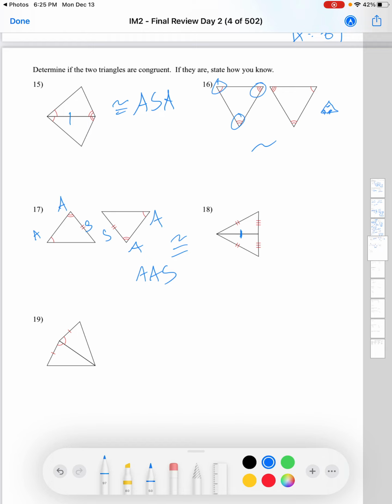This side is congruent to itself, so we have side, side, side congruence. Angles equal to itself, so we have side, angle, side. Side, angle, side congruence.